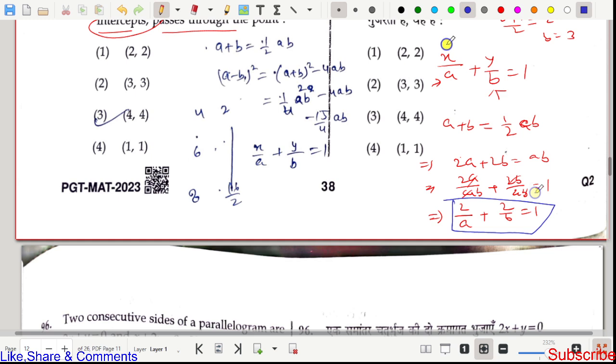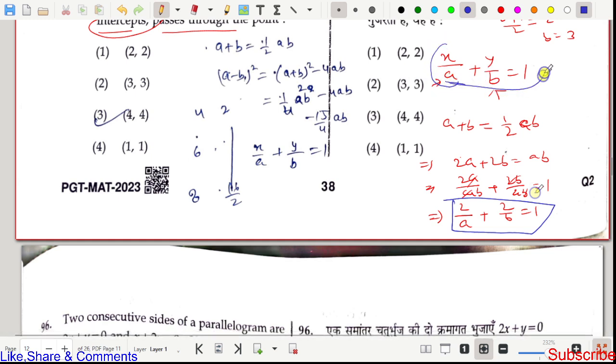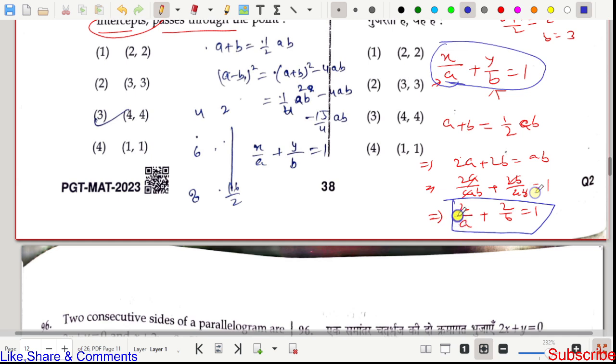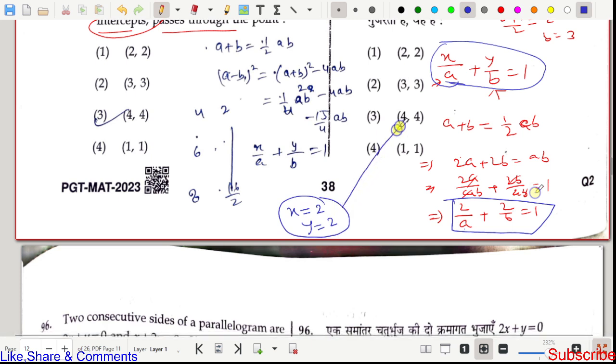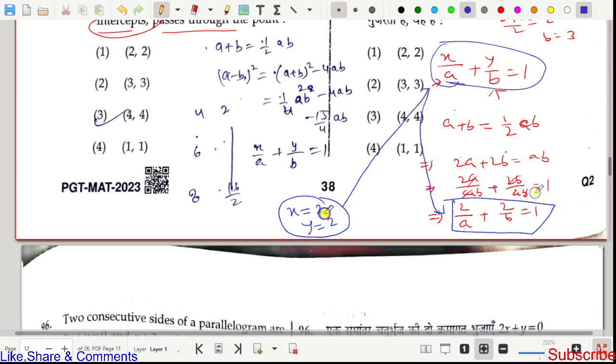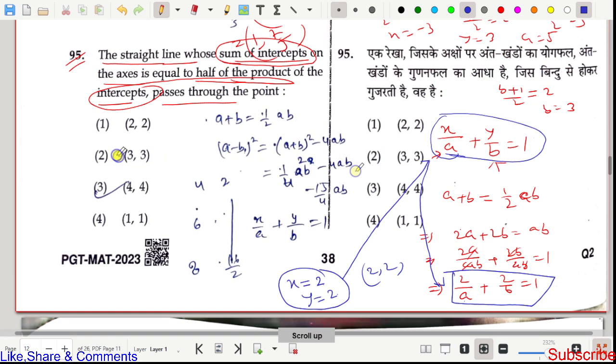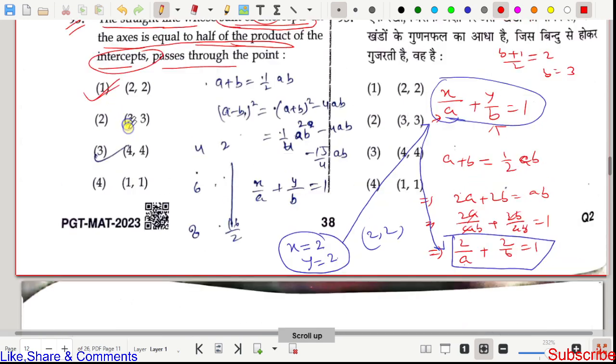Okay, now our equation is x by a plus y by b equals to 1. So here we got a relation 2 by a plus 2 by b equals to 1. That means it looks like that x equals to 2 and y equals to 2. If we substitute x equals to 2 and y equals to 2 in the straight line, then we get this relation. That means obviously the point 2 comma 2 lies on this straight line. So the first option is our correct answer. I hope you have understood.